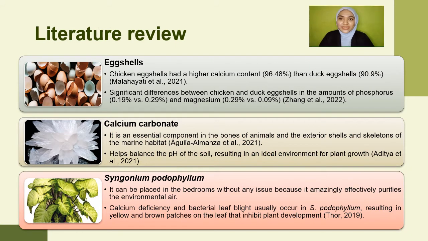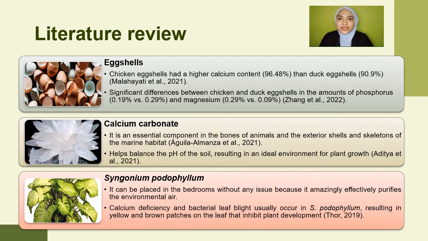Malahayati et al. 2021 stated that chicken eggshells had a higher calcium content, which is 96.48%, than duck eggshells, 90.9%. Meanwhile, Zhang et al. 2022 showed significant differences between chicken and duck eggshell in the amounts of phosphorus, which is 0.19% versus 0.29%, and magnesium 0.29% versus 0.09%.